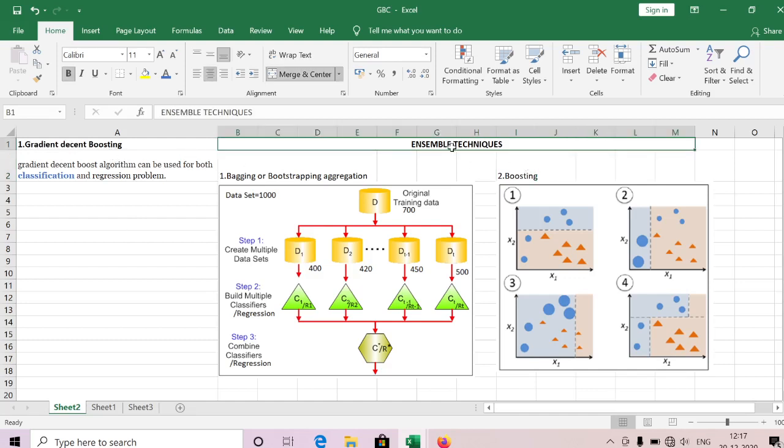Okay, let us discuss the background of the ensemble techniques. Ensemble techniques are of two types: bagging, or bootstrapping aggregation, and the second one is boosting. Bagging, or bootstrapping aggregation, is a parallel process. Boosting is a sequential process.